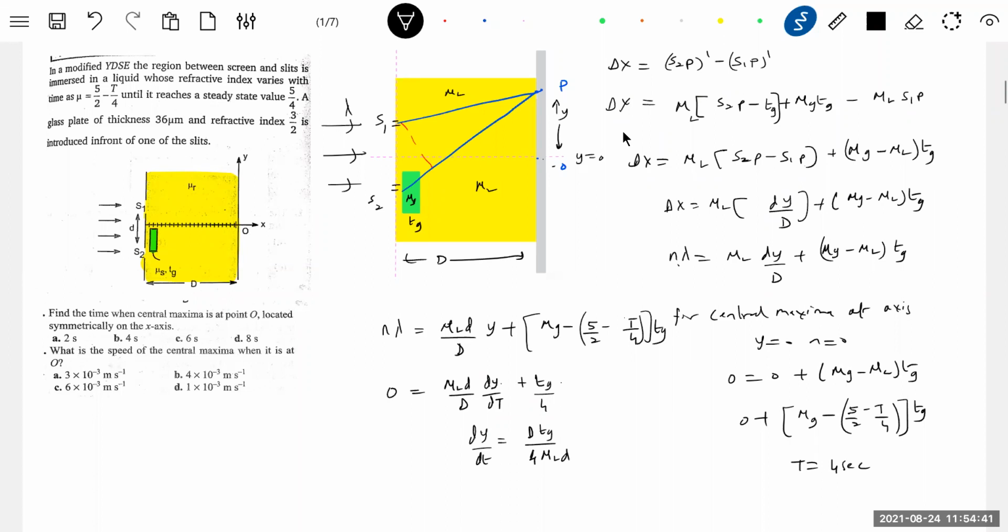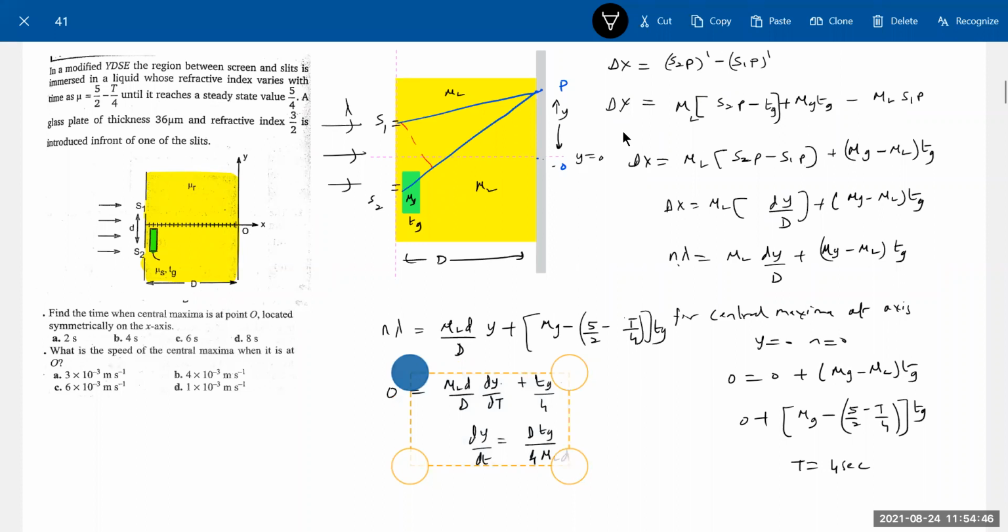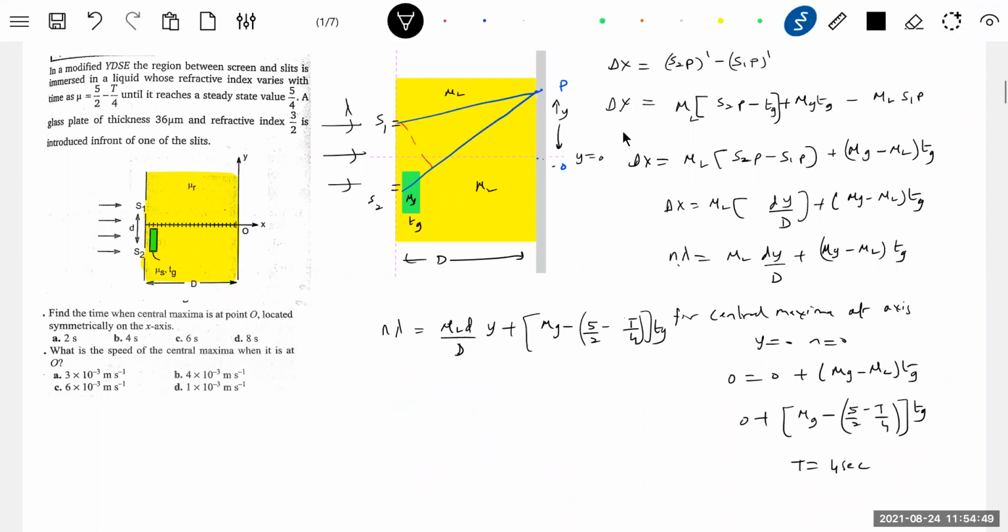Wait. Some calculation mistake again. The mu L is also here, no? One more is there. I didn't check that mu L. We'll do one thing: mu G minus mu L, Tg. Okay, this will become y is equal to capital D by small d, mu G minus mu L, or this will be mu G by mu L minus 1 into Tg.